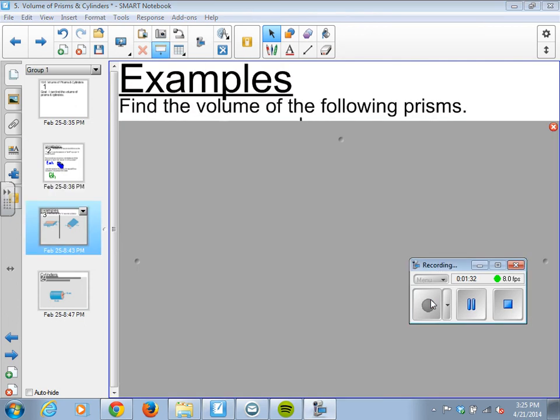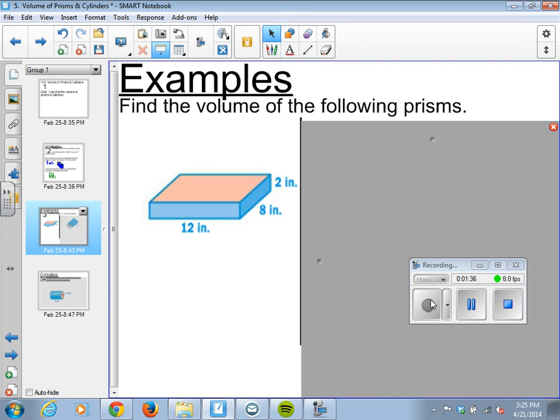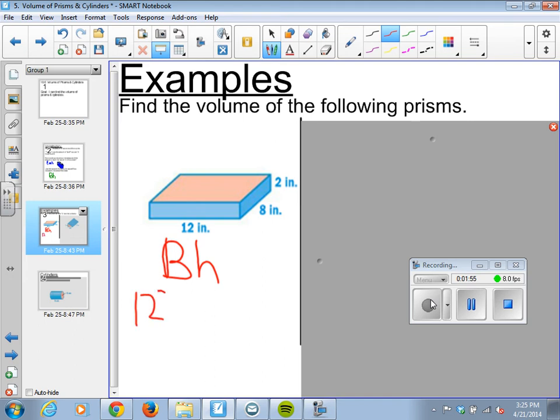So we're going to find the volume of the following prisms. We'll start with a rectangular prism. I want us getting used to this common formula of area of the base times the height. So B times H. Now we can turn this box however we want, but in this case it looks like we've got a 12 by 8 for our bottom layer. That's our base. So we'll say 12 times 8. And the height of the prism is 2 inches. So we do it times 2.